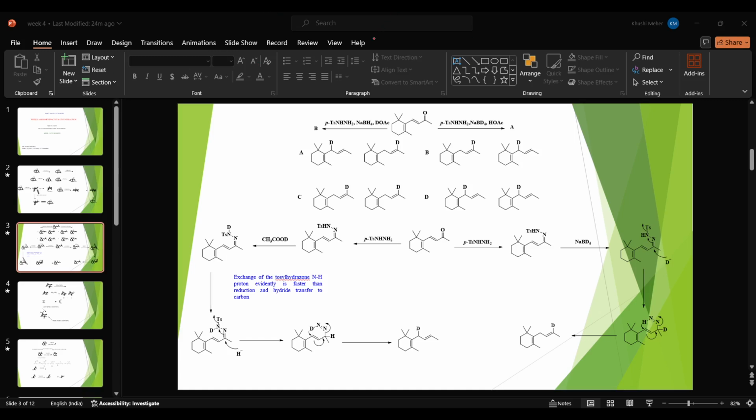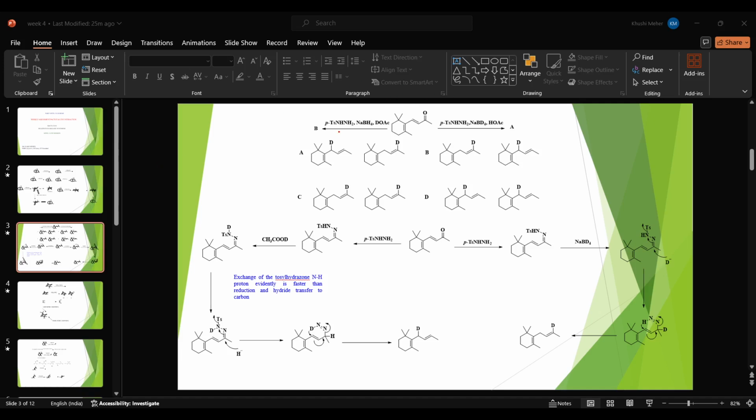That's the next question. We have the alpha beta unsaturated keto compound, also the more conjugated one. And we are using para-toluenesulfonyl hydrazide, sodium borohydride, and we have an acidic solvent. In some cases we are using the deuterated acid, and in other cases we are using deuterated sodium borohydride and the normal acid. Then what will be the expected product in both cases?